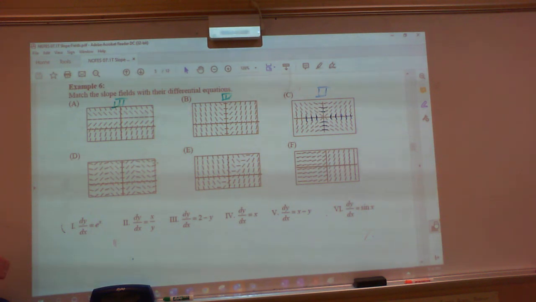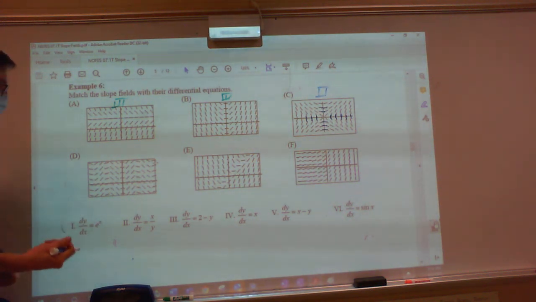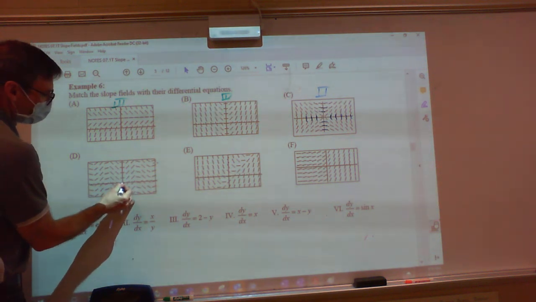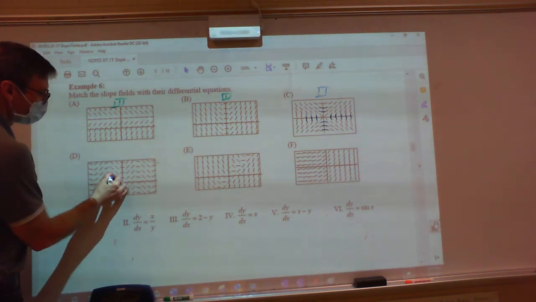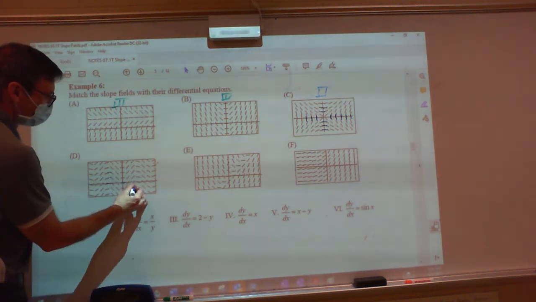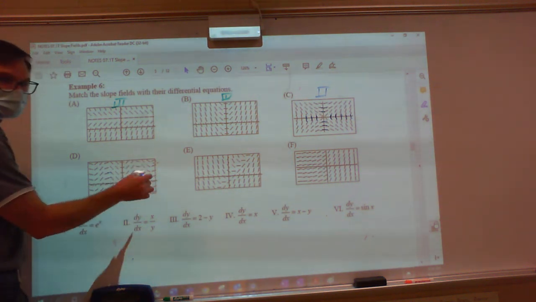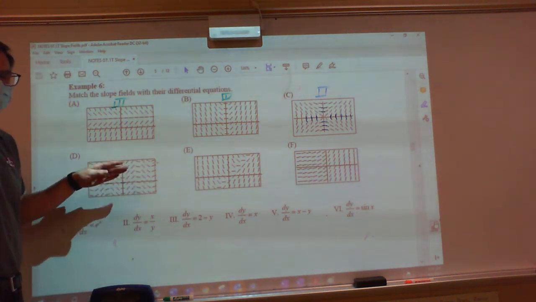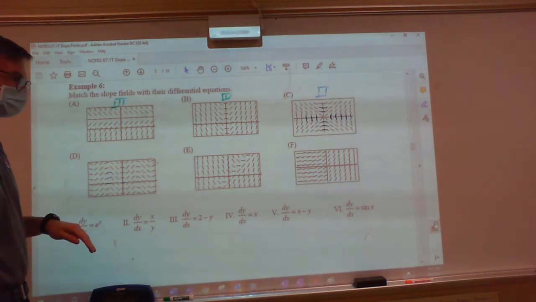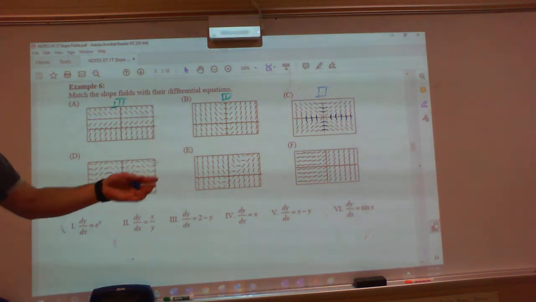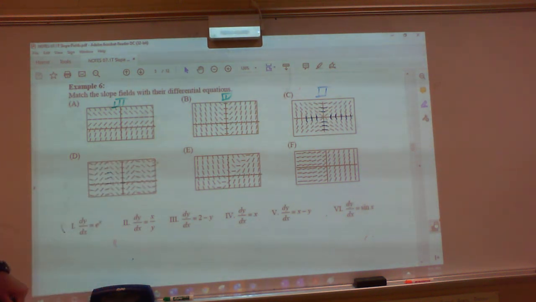Okay, now let's look at this one. Although this is almost obvious, I think. When you look at this, can you kind of see this as a trig function? It's either sine or cosine. And what's the only trig function we've got here? Sine. 6.